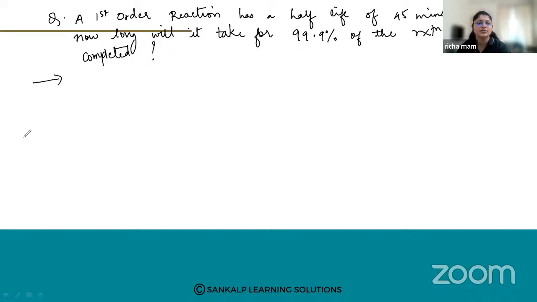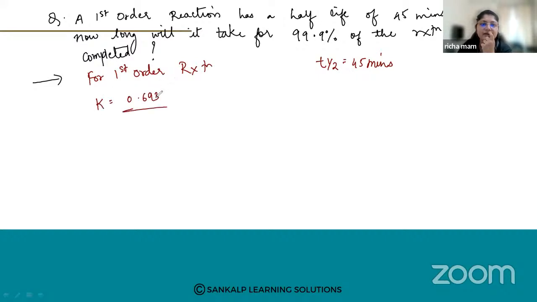Yes. So how are we going to solve this? For a first order reaction, it has a half-life of 45, so T half is given as 45 minutes. Then how long will it take for 99.9% of the reaction to be completed? So let us first find the rate constant. For a first order reaction, K is equal to 0.693 by T half, because we have to find the rate constant.